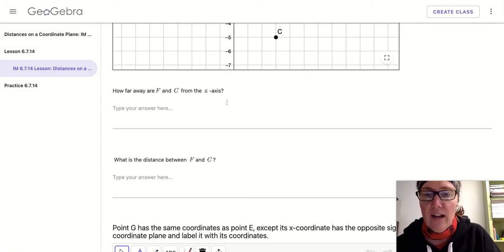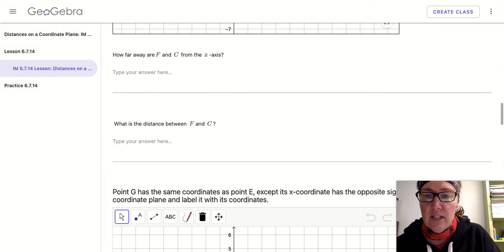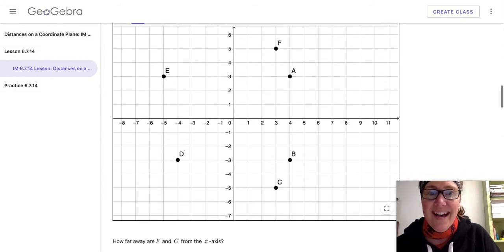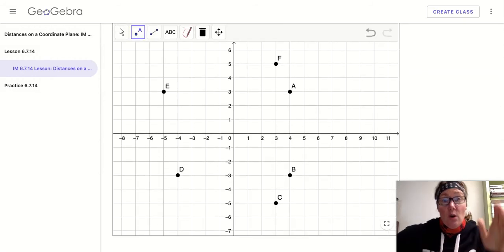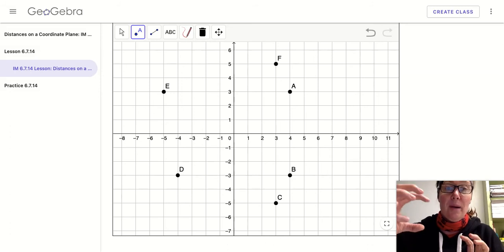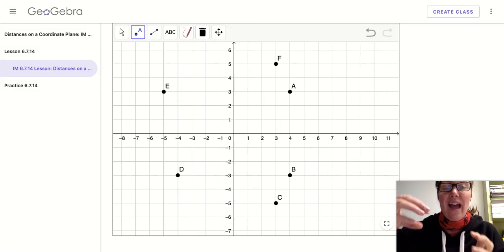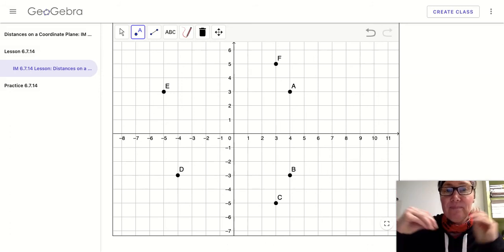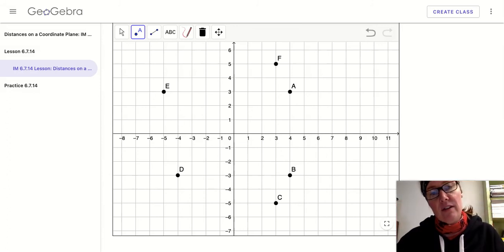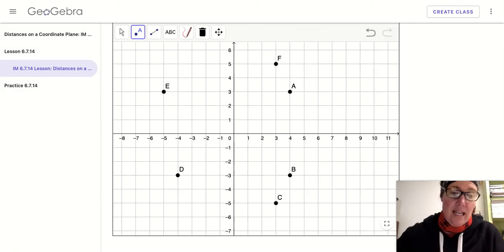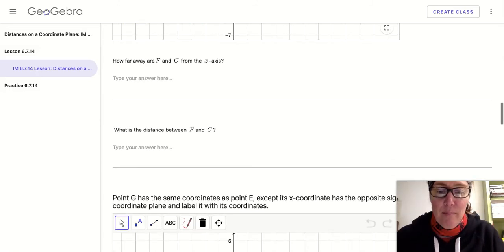How far away are F and C from the x-axis? 5. What is the distance between them? Now remember, we just talked about they're in different quadrants, so we would combine their y's, or find the absolute values and add them. Negative 5's absolute value is 5. 5's absolute value is 5. 5 plus 5 is 10. So they would be 10 apart.